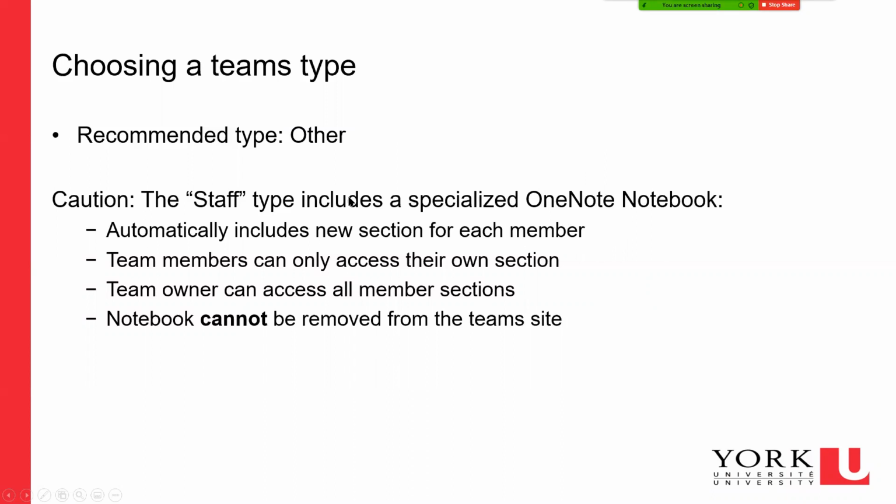So when you click on the staff team type, it automatically generates this specialized staff notebook that will include a section for each staff member. So if you're on a team with 20 people, you're going to have 20 different sections in another book, one for each of those members. As a member, you only see your own section, but as the team owner, you're going to see a tab for each of your members, okay? So the owner is able to go in and collaborate with each of their staff members, and each of those staff members only see their own section.